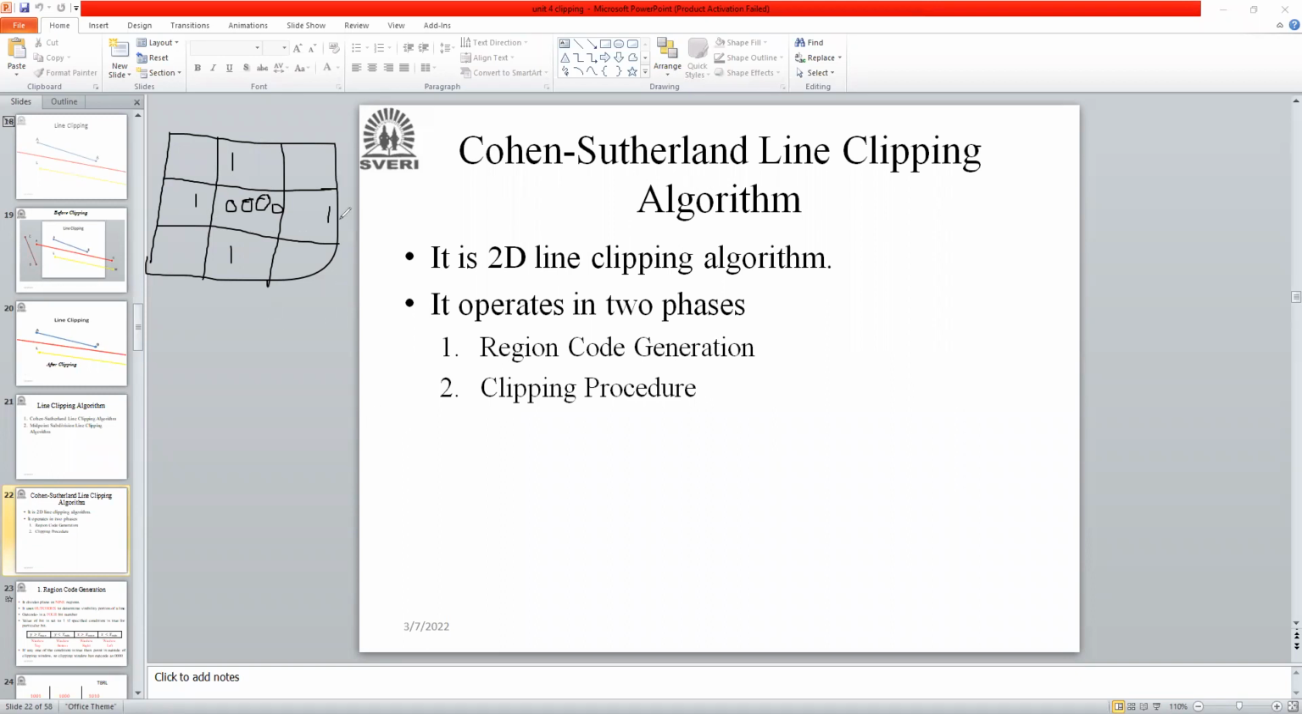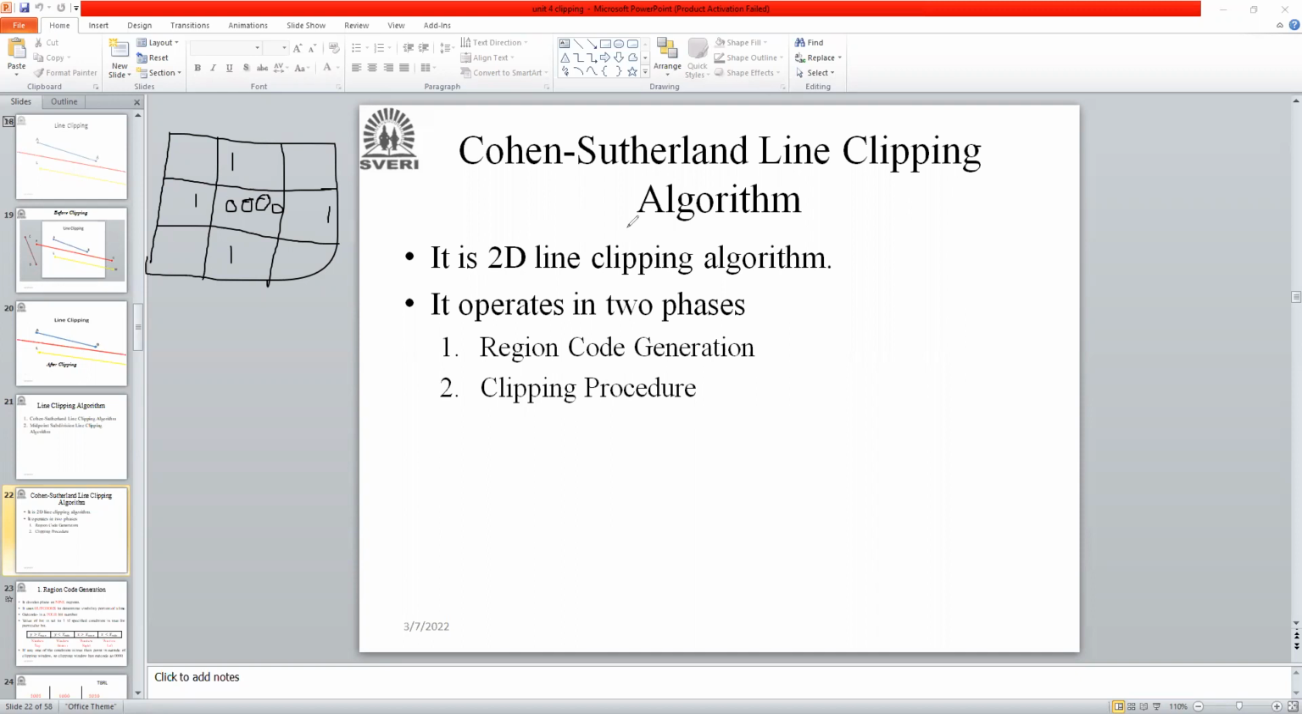Okay, so left indicates LSB, then top indicates MSB. So accordingly, we are going to specify the codes for those 9 regions. So how to assign the codes, that we will see in the next slide. And once that codes are assigned, then we will follow the clipping procedure.